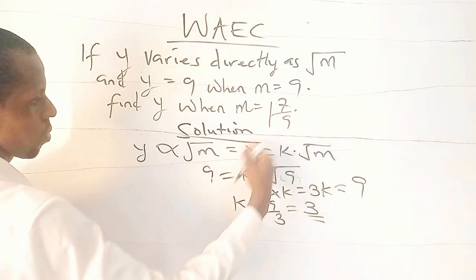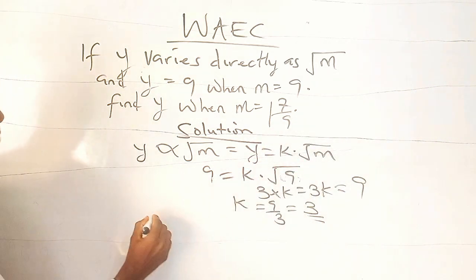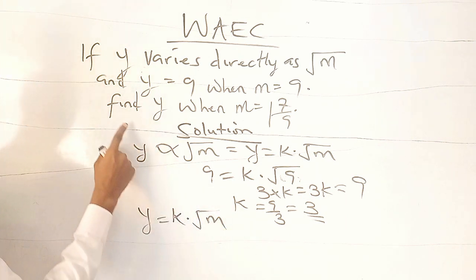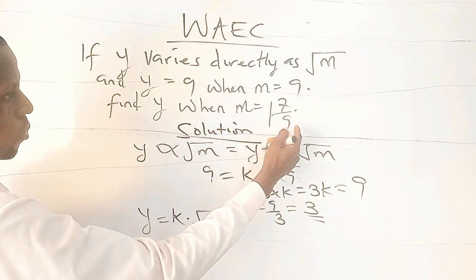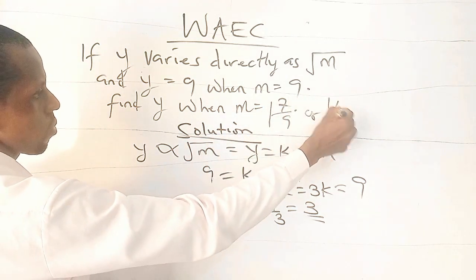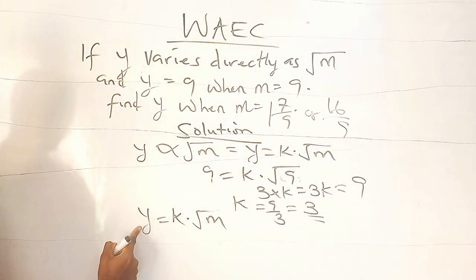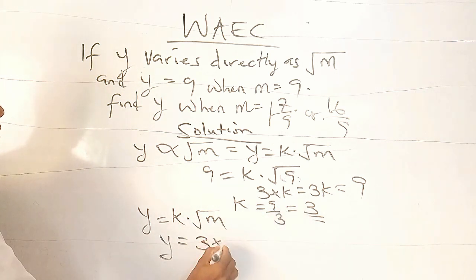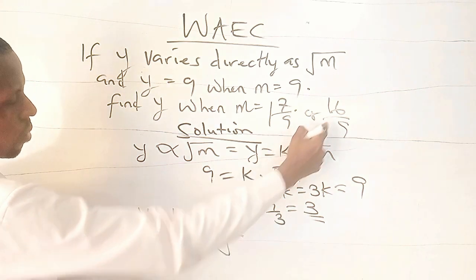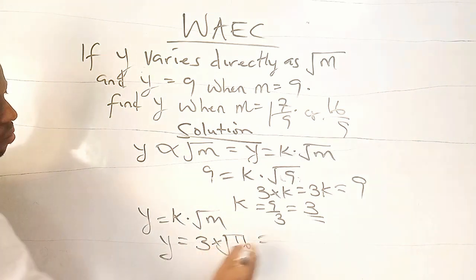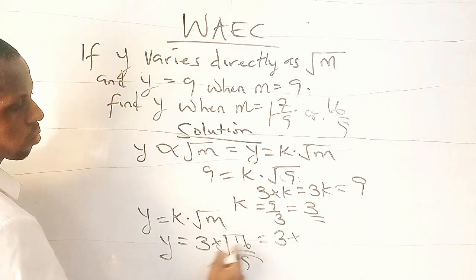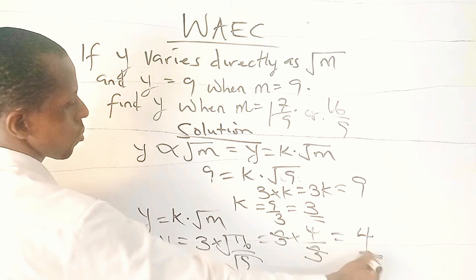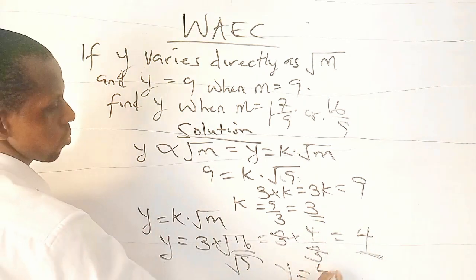Using this equation connecting y and m, I have y equals k times root m. Now I'm asked to find y when m is 1 and 7 over 9, which is 16 over 9. It's the same thing. So y equals 3 times the square root of 16 over 9. That is 3 times 4 over 3, the 3s cancel, and I'm having 4. Therefore y equals 4.